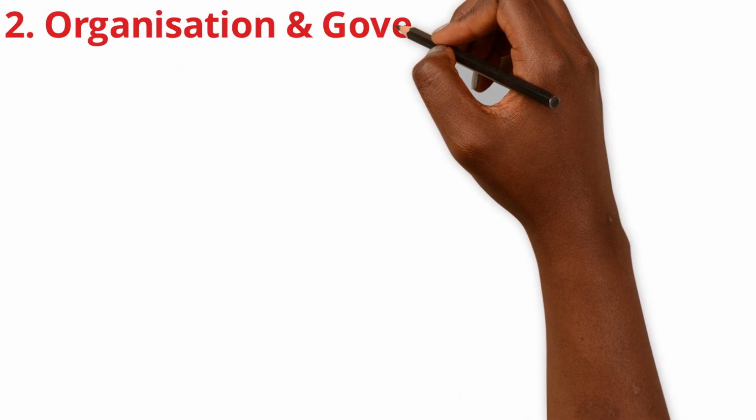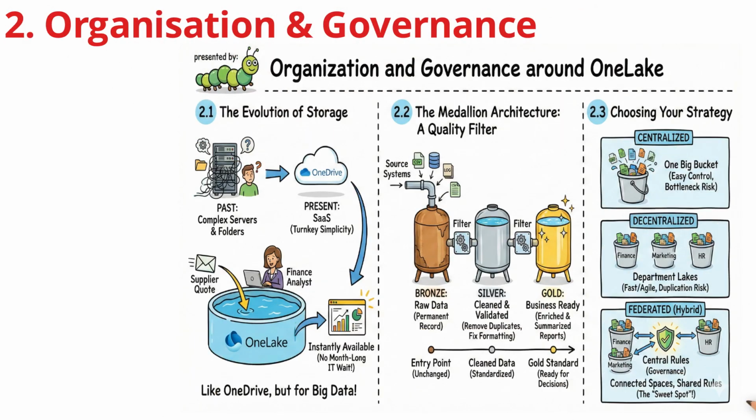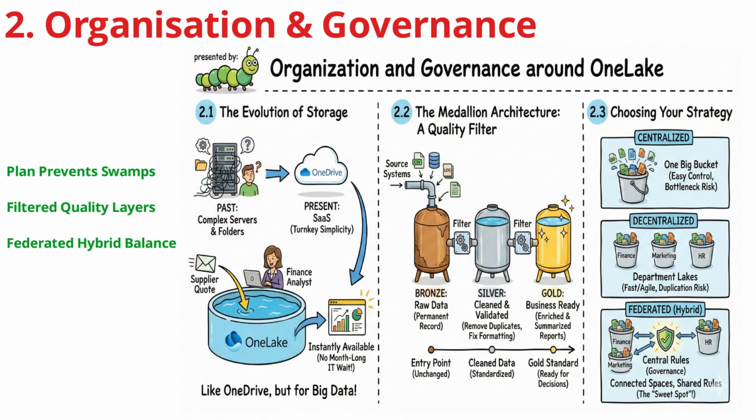To keep OneLake from becoming a messy data swamp, we need governance, the solid plan that keeps data clean, safe, and useful. As the sketch is showing us, OneLake brings the turnkey simplicity of OneDrive to the complex world of big data. Instead of waiting months for an IT project, a finance analyst can save a file and see it in a report instantly. To stay organized, we use the medallion architecture, which works just like a water filtration system. We start with bronze for our raw, permanent records, move to silver for cleaned and validated data, and finally reach gold, the gold standard for business-ready reports.